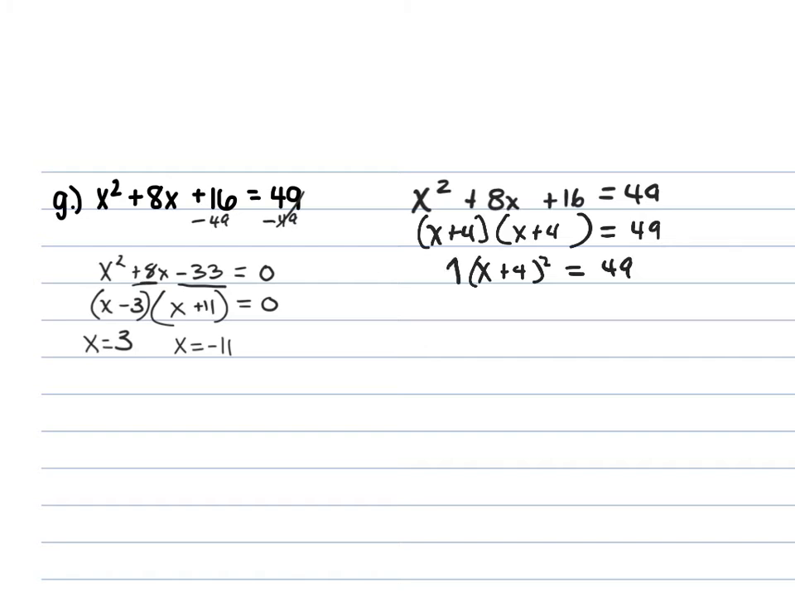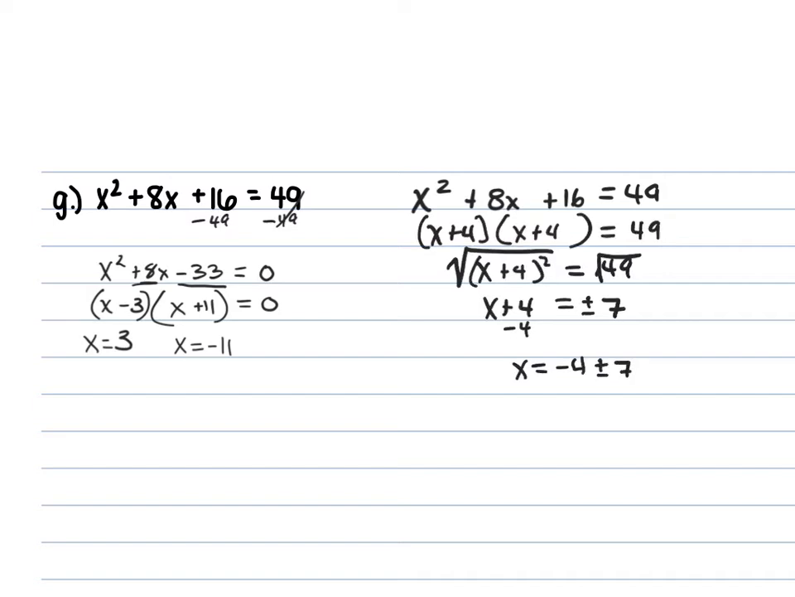Square root both sides, and you get x plus 4 is equal to, the square root of 49 is 7. But what's missing so far? Wait, something's missing here. Oh, plus or minus. And then, what do I do next? Minus 4. Minus 4. So we get x is equal to negative 4 plus or minus 7.